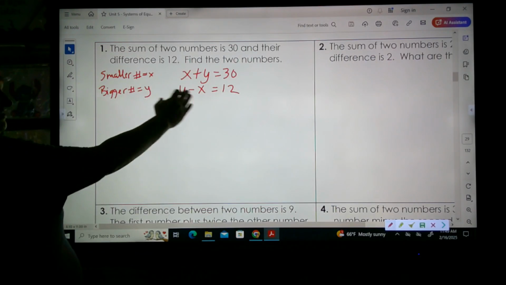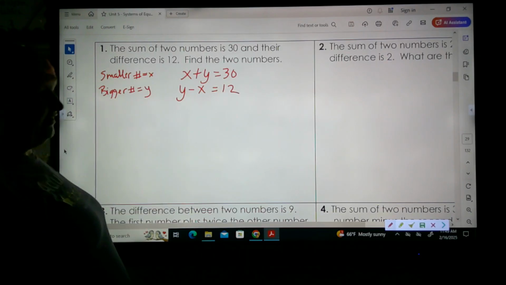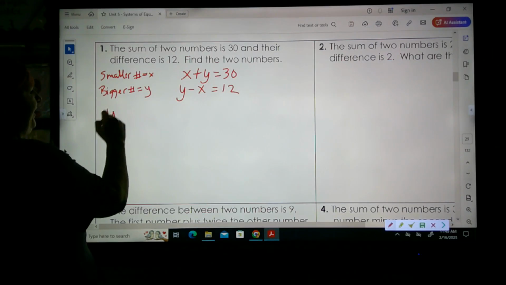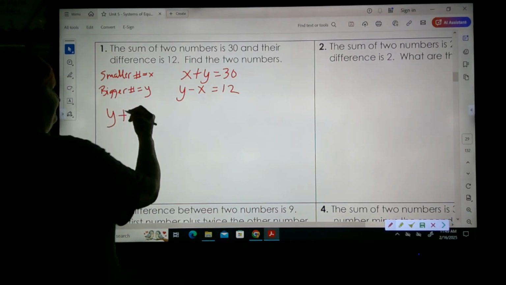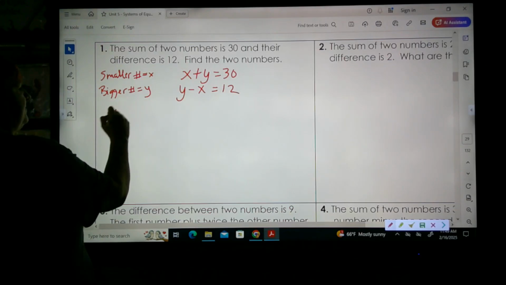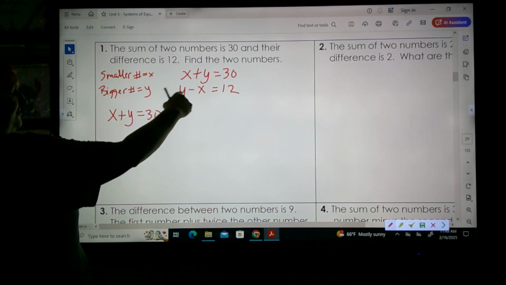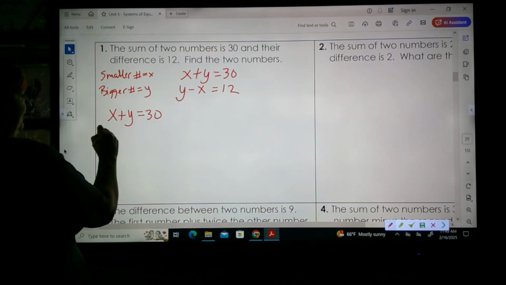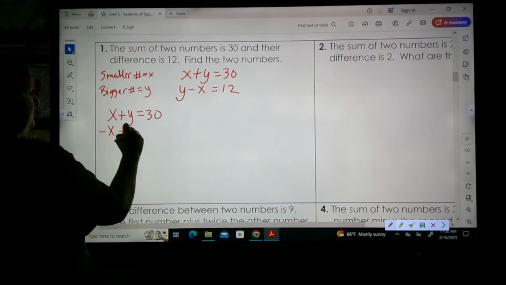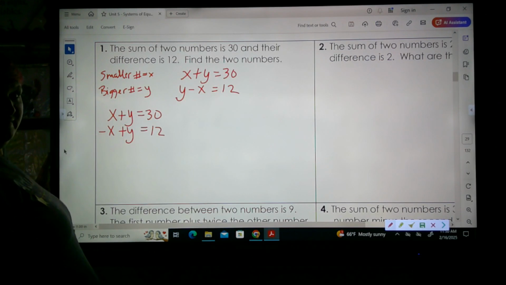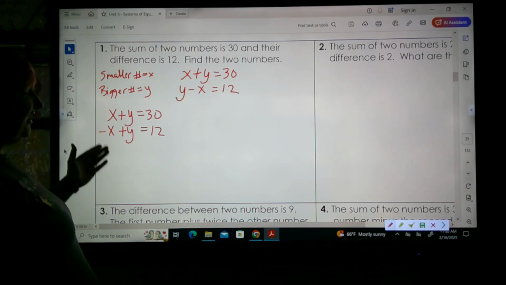All right, the first thing I noticed is that they're not lined up. So I'm going to rewrite it. x plus y equals 30. And then I'm going to flip these around so that they'll line up. Negative x plus y equals 12. All I did was flip them around. Now they line up.